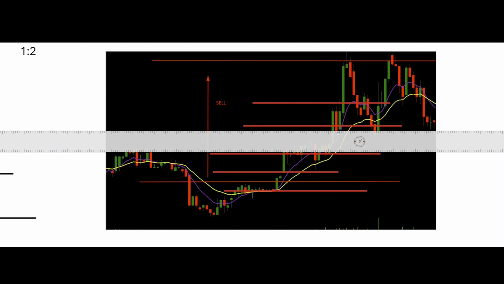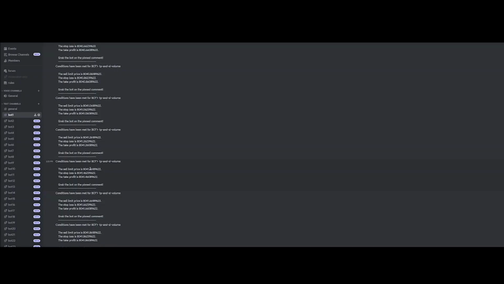that's pretty much it. The other thing I've done is I put the bot on a VPS, specifically the one with TP and SL volume. For my backtest, this was the best performing one.